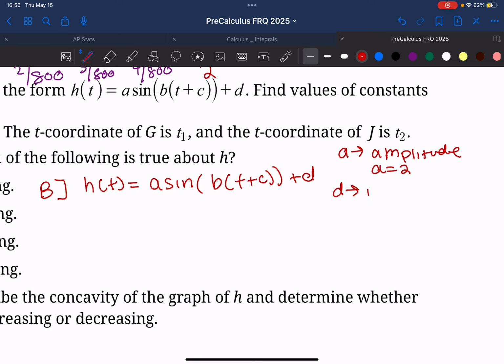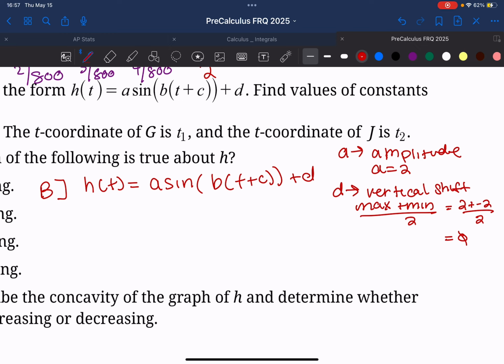D is going to be the vertical shift, and we can find that by doing max plus min over 2. So that's 2 plus negative 2 over 2, which gives us 0. So there's not going to be any vertical shift.